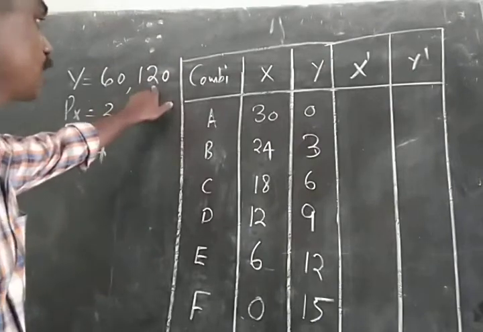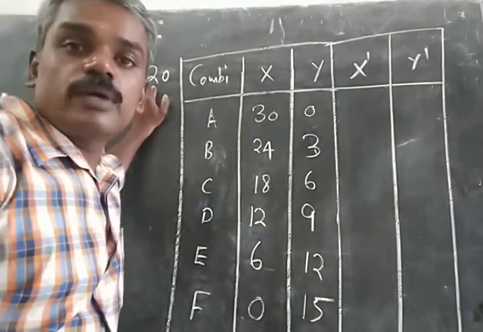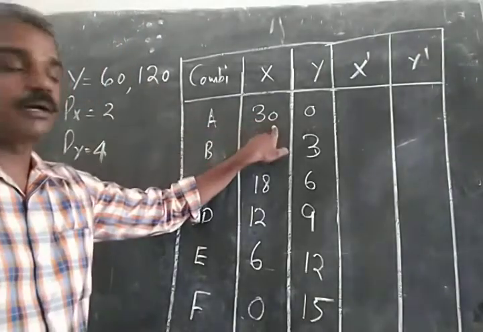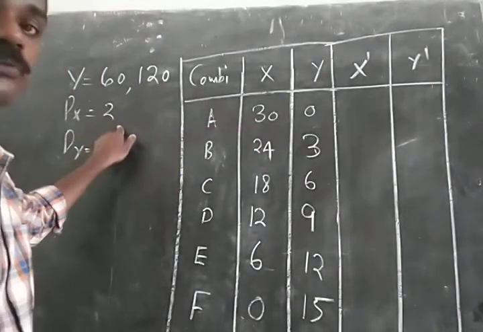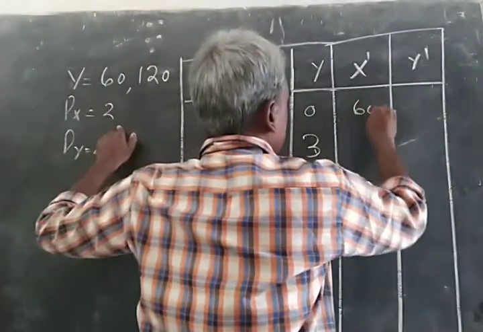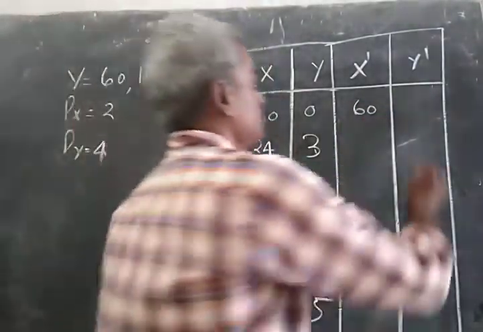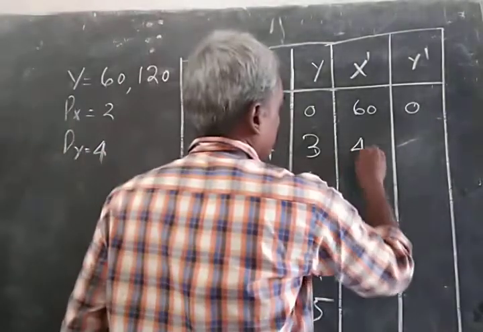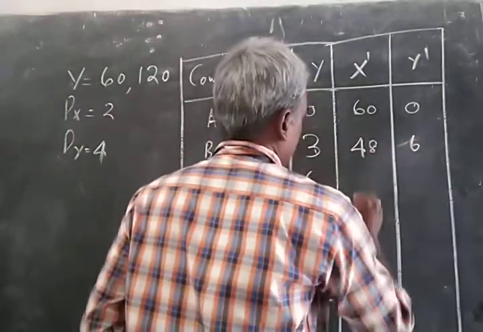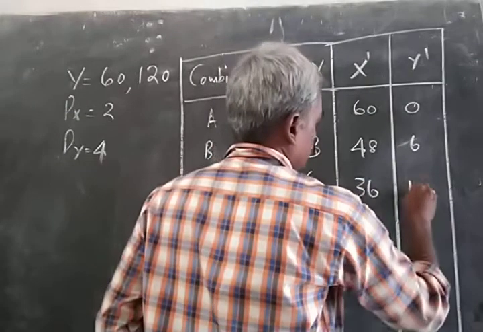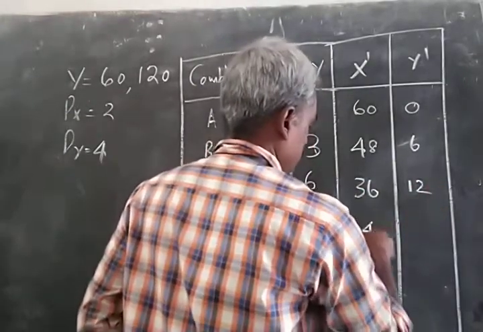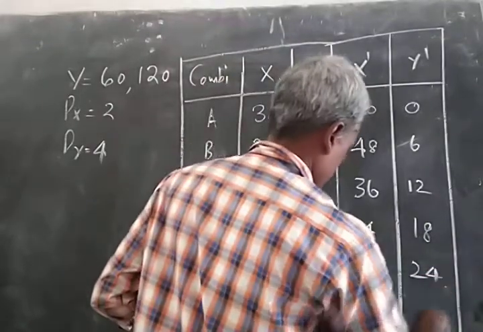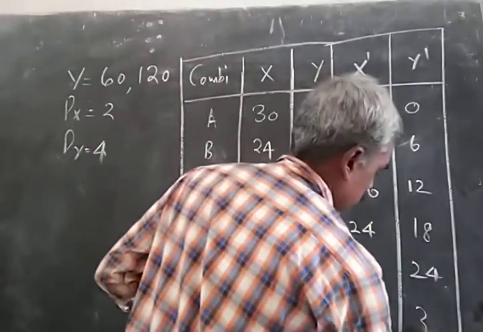So if his income is 120 and we are assuming that prices of X and Y have not changed, the total number of X that the consumer can buy is 120 by 2, which is 60. And how many units of Y? 0 units of Y. Again, I can consume 48 and 6, 36 and 12, 24 and 18, 12 and 24, 0 and 30.